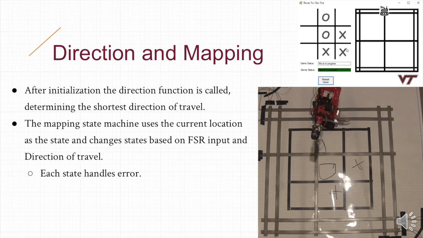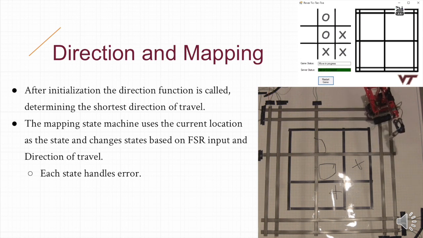This state machine uses the force-sensitive resistor input given to the PIC by the server to switch states. Each state corresponds to a different position on the game board. Once a move has been delivered to the PIC from the server, this function calls the direction function. The direction function has three outputs: clockwise, counterclockwise, and stop.